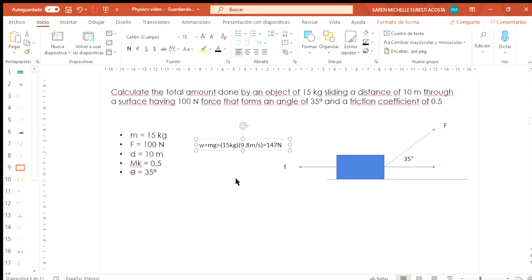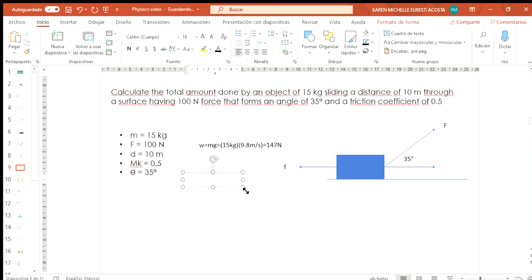And since there are no other forces acting on the object, the net force is equal to the weight. So we will take the net force as equal to the weight, that is 147 newtons.